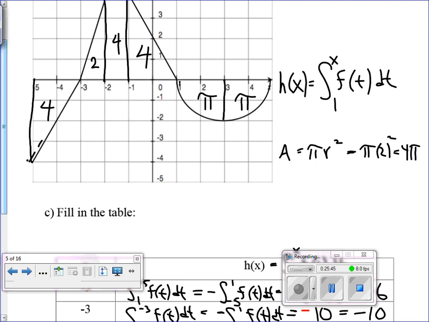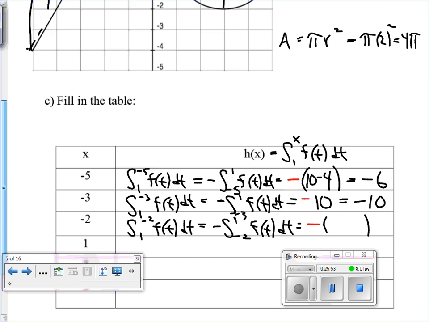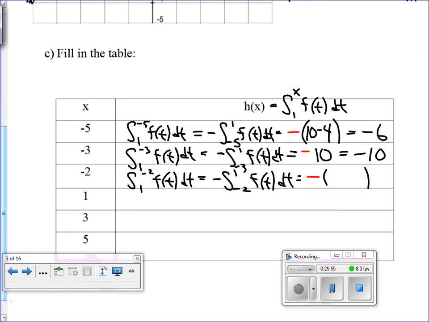Oh, it's all above again. So it's just 8, right? The area between the graph and the x-axis is just 8. Area below is 0, so you don't have to write 8 minus 0. So we get negative 8. Finally, we get to an easy one.